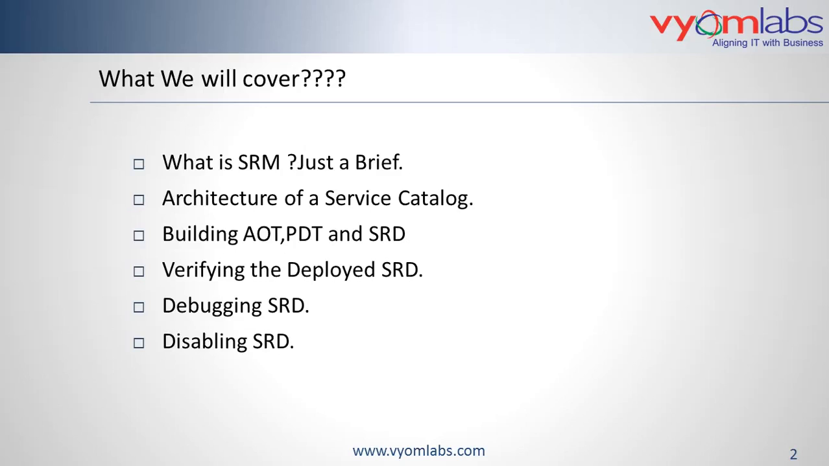Then we will see the architecture of a service catalog, how a service catalog is built, what are the different components of a service catalog and how they are interrelated. Then we will see building of AOT, PDT and SRD, what is the dependency between them, how they are interrelated.